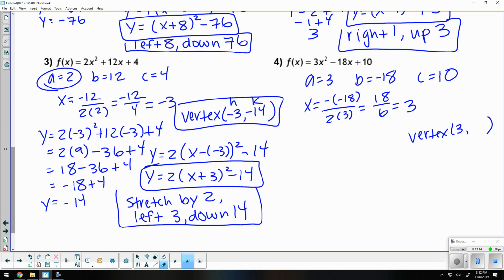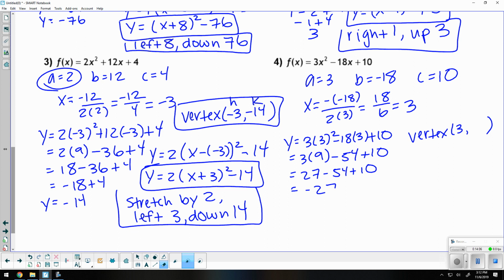All right, plugging that back in. Now for the y, you'd have 3 times 3 squared minus 18 times 3 plus 10. So that's going to be 3 times 9 minus, that'd be 54 plus 10. So that's 27 minus 54 plus 10. That's negative 27 plus 10. So now I'm just going from left to right, where the y comes out to be negative 17. So we get 3, negative 17. That's our vertex.